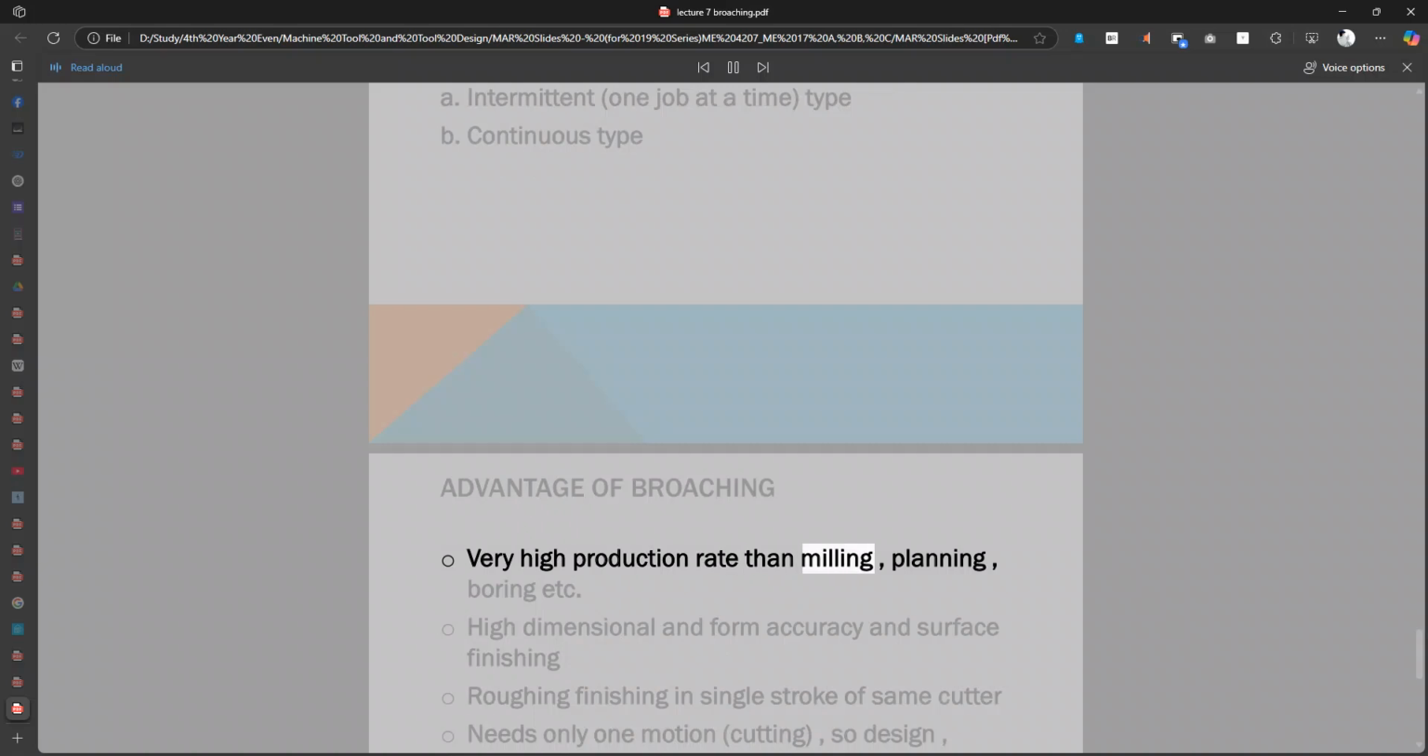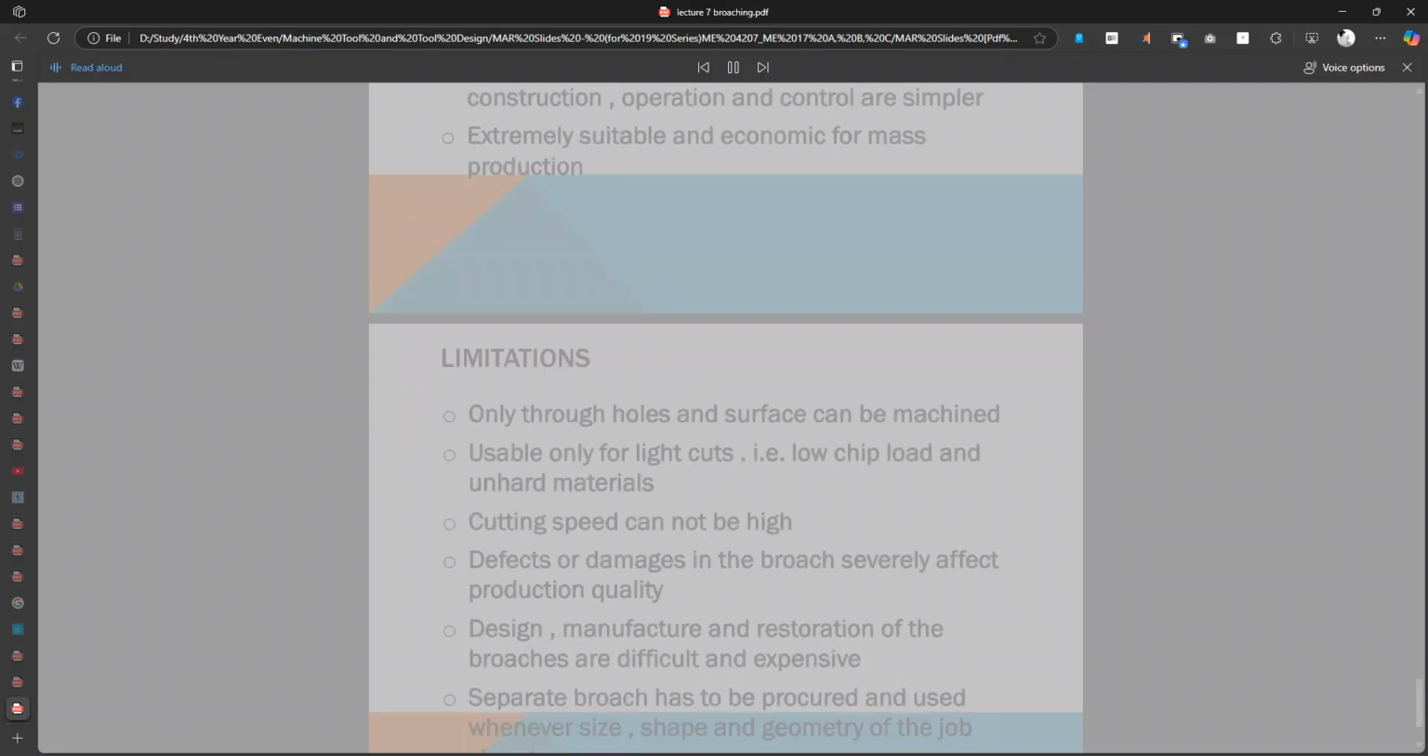Advantages of broaching. Very high production rate compared to milling, planing, boring etc. High dimensional and form accuracy and surface finish. Roughing and finishing in a single stroke of the same cutter, with only one motion, the cutting motion, so design, construction, operation and control are simpler. Extremely suitable and economic for mass production.